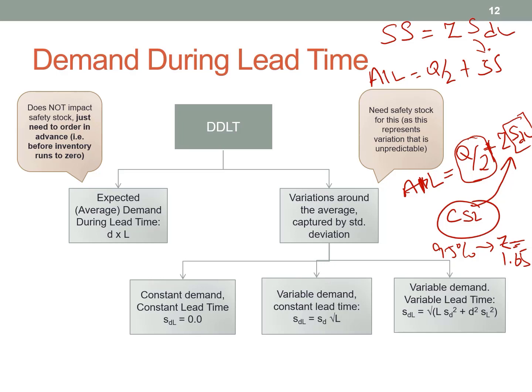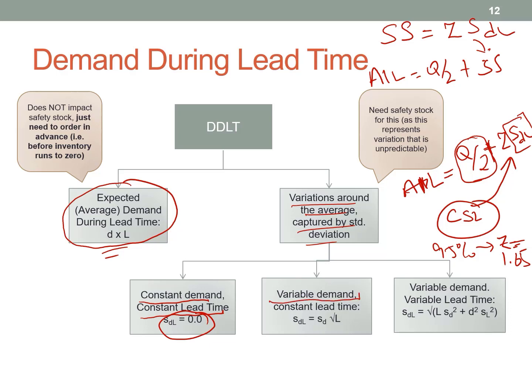So, demand during lead time. We know that the average demand during lead time is just D times L. Now, if you look at the variations around the average, if we have constant daily demand and constant lead time, then SDL, the standard deviation of demand during lead time, is 0.